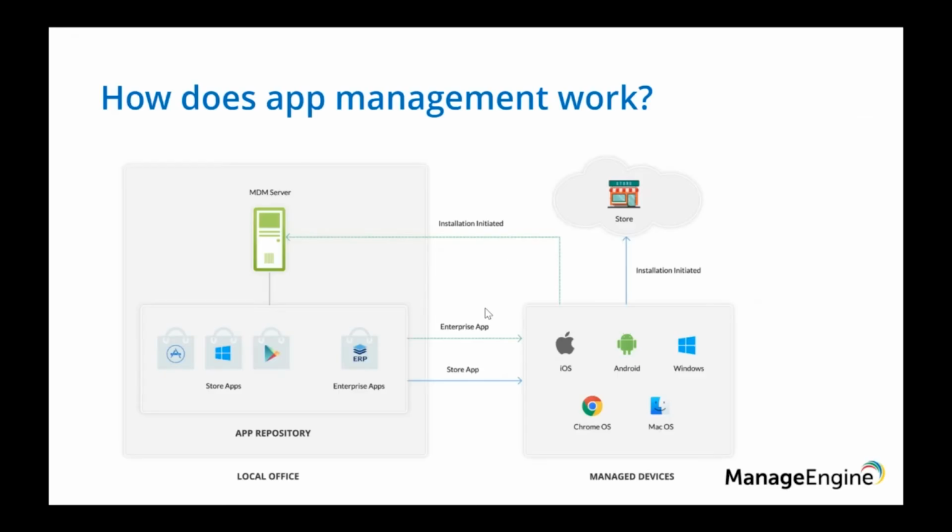So this is how app management works in MDM. The first step is to create an app repository on the MDM server. You can do this by adding your store apps and your enterprise apps. Once you've added the apps, you can go ahead and distribute these to your devices, after which the installation process will be initiated from the respective stores. As for your in-house apps, the installation process will be initiated from the MDM server itself because we will be directly uploading our in-house app files there.